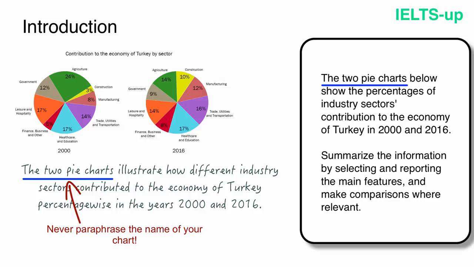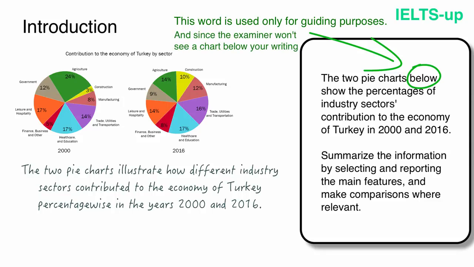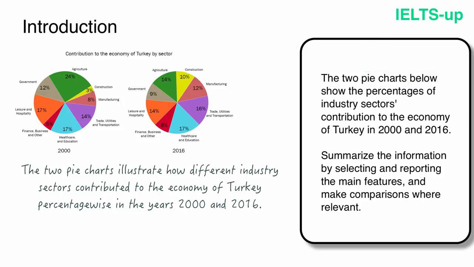If you get a map, write map. If you get a table, write table. And if you get a graph, write graph. So I also kept the same expression, the two pie charts. After that comes the word below. This word is used only for guidance purposes, and since the examiner won't see a chart below your writing, you can just skip it. Next we have the verb show.